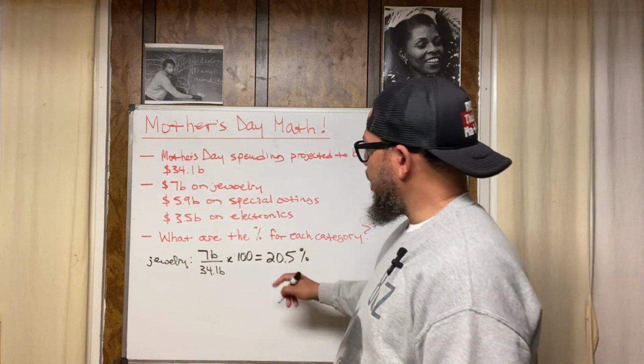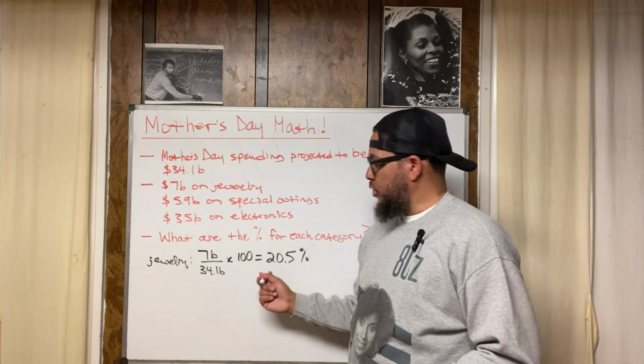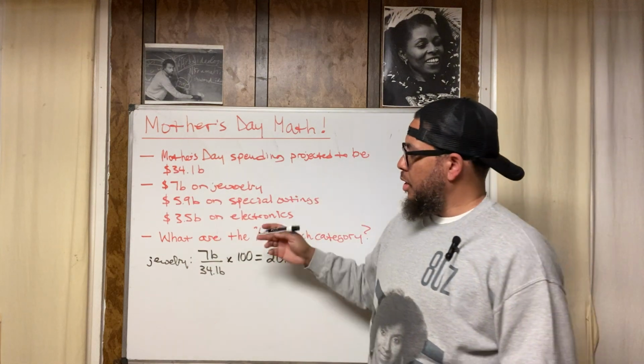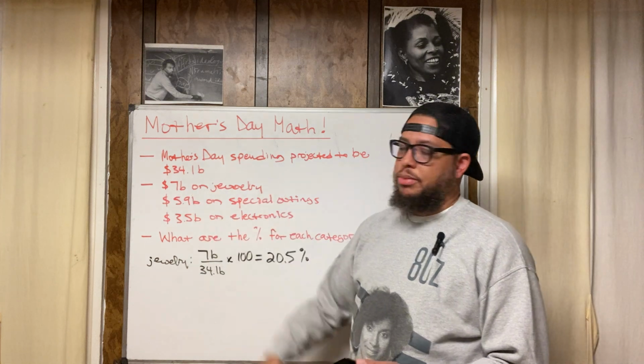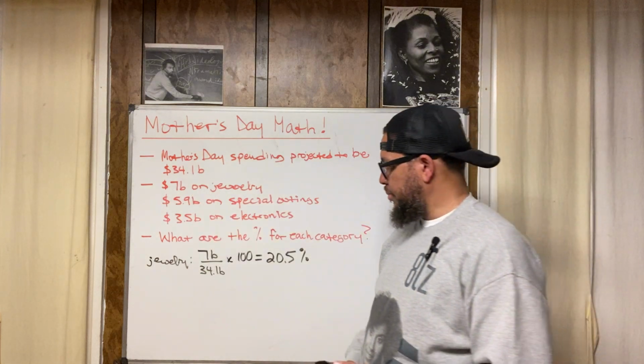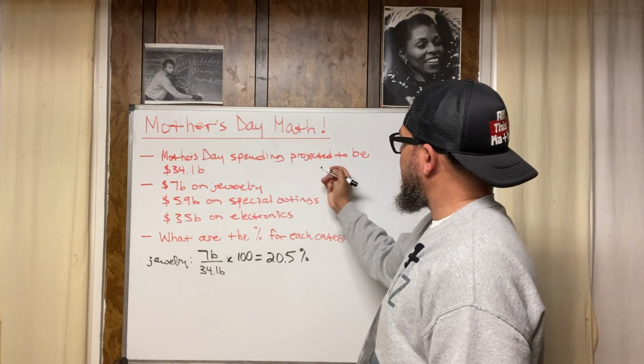I got my decimal point. 20.5%. So that means like a fifth of all the money, because 20% is equal to 1/5. A fifth of all the money spent on Mother's Day was spent on jewelry, or is projected to be spent on jewelry. All right.